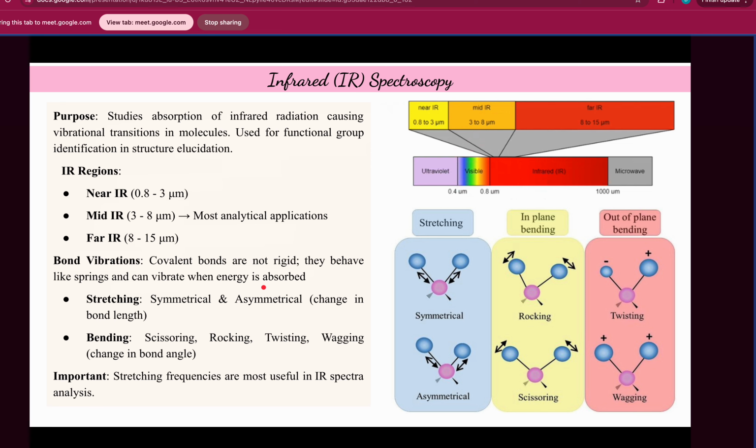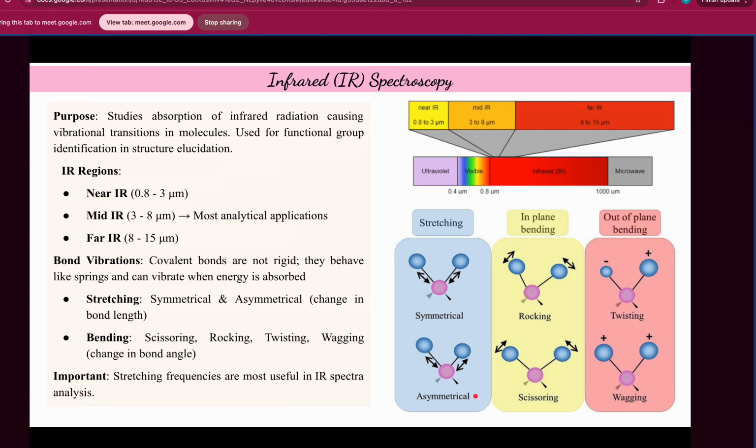So there are two main types of vibrations which we observe in infrared spectroscopy. First is stretching. Stretching is a type of vibration in which there is change in the bond length. So it could be symmetrical stretching, in which from both the directions we are moving the atoms in the same direction. That means either we are increasing this bond length from both the sides, or we are decreasing this bond length.